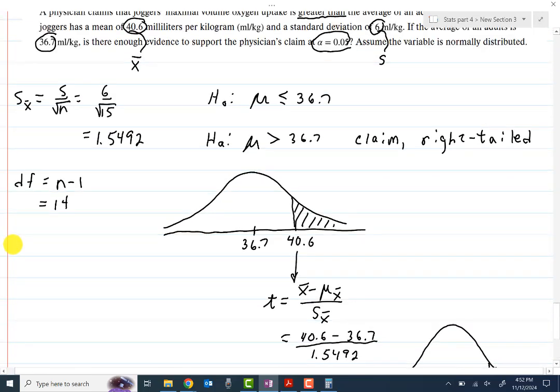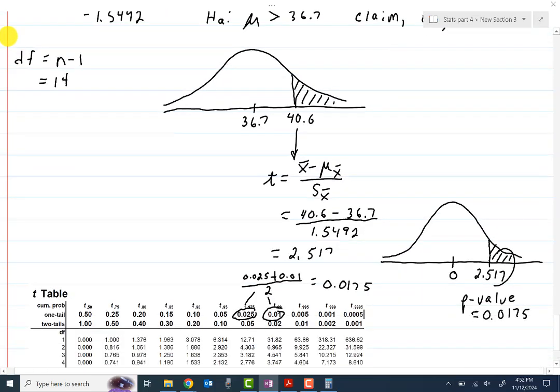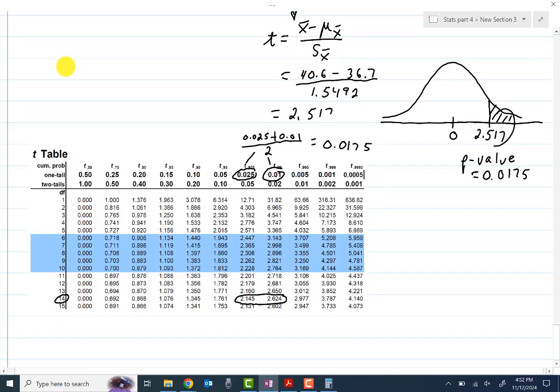Let's see if we can find that. Alpha is 0.05. So p-value, alpha, we see that alpha is greater than p, so that means that we reject H naught.